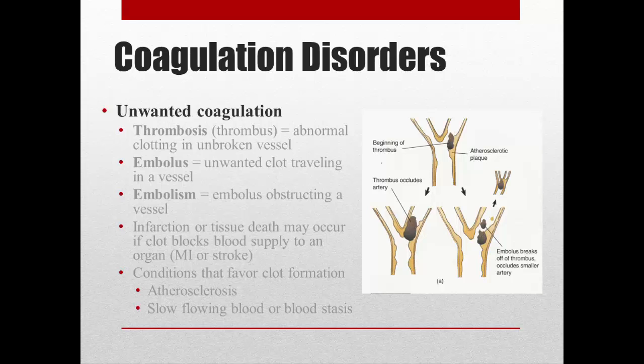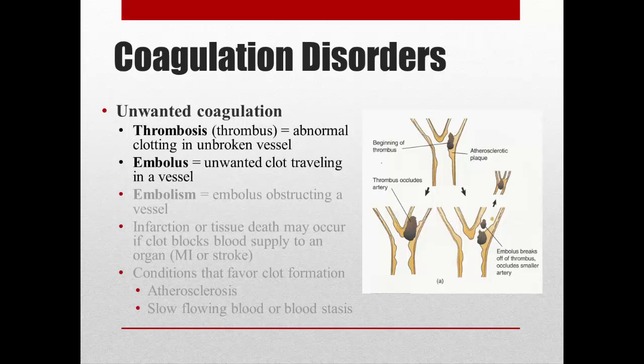Unwanted clots can include thromboses. Thrombosis is basically an abnormal clot in an unbroken vessel for some reason. It could be because of platelets sticking to an atherosclerotic plaque, for example. An embolus is an unwanted clot that travels to another vessel.